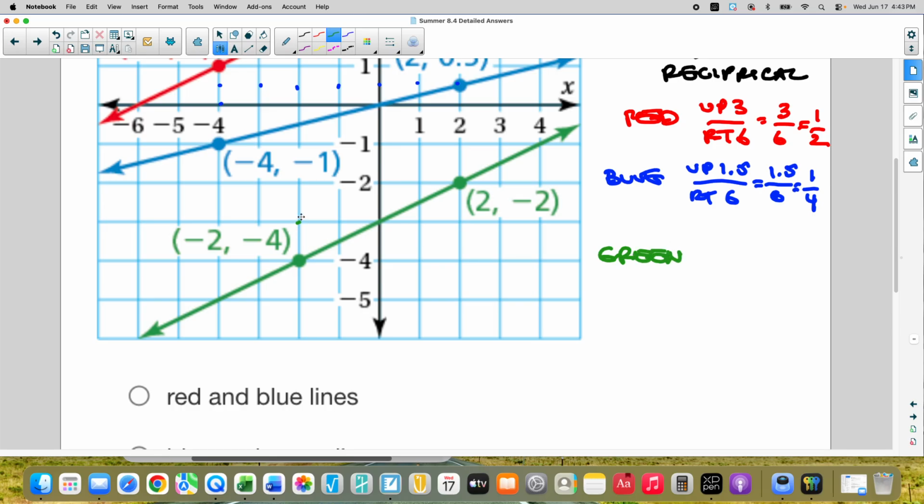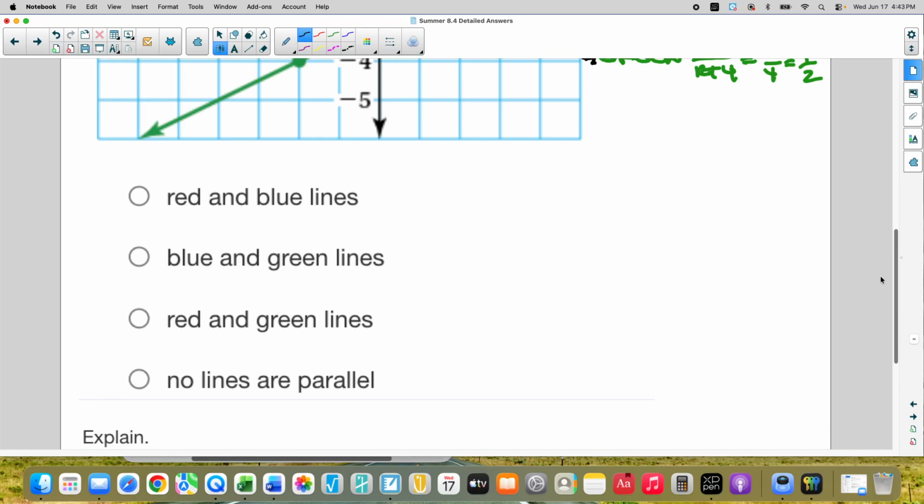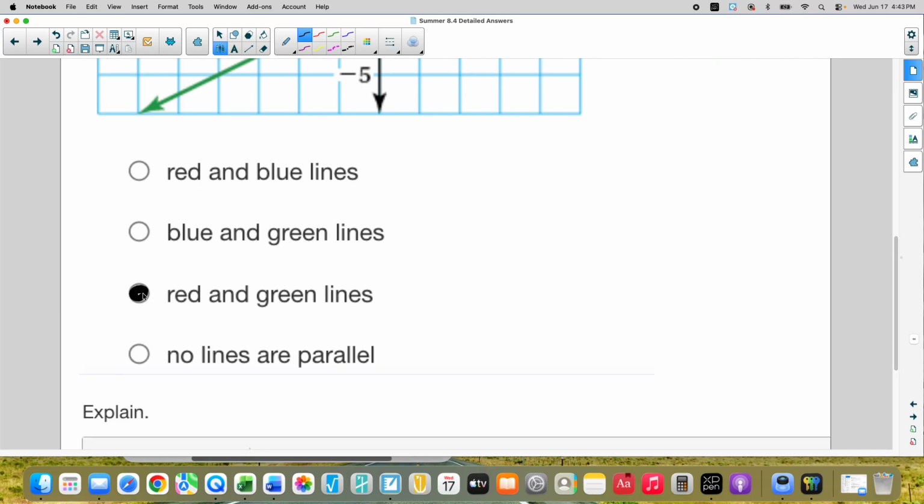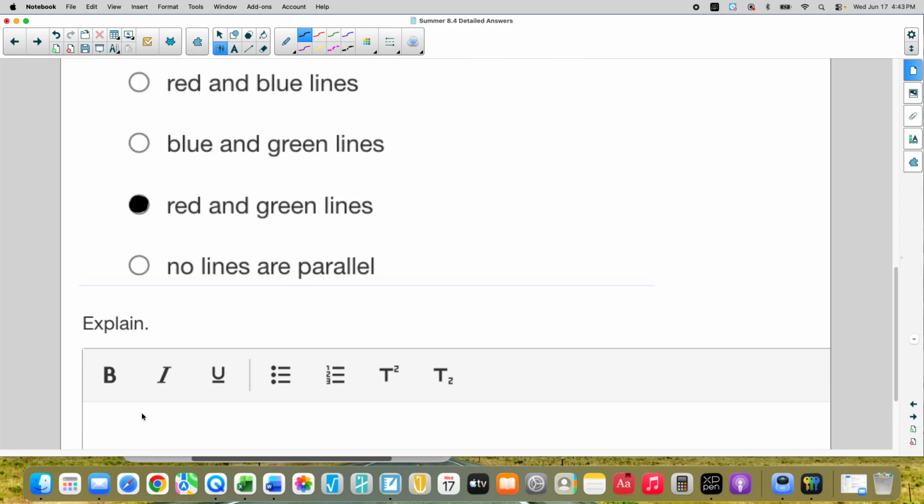So we go up 1, 2, and then right 1, 2, 3, 4. So up 2, right 4. Up is positive, right is positive, and that simplifies to 1/2. So which two lines are parallel? Well, the red and green, because they have the same slope of 1/2. So red and green lines are going to be our parallel. And if we have to explain it, they have the same slope.